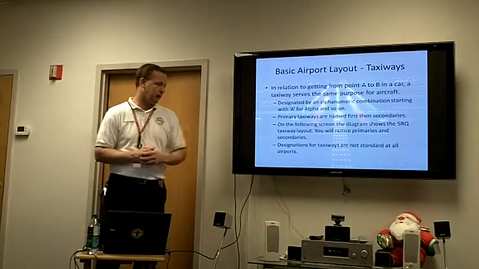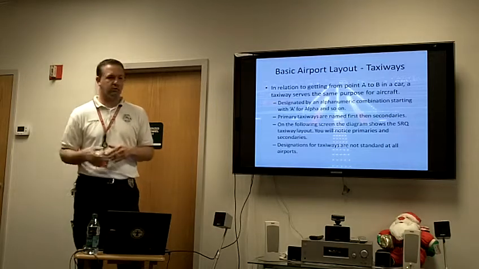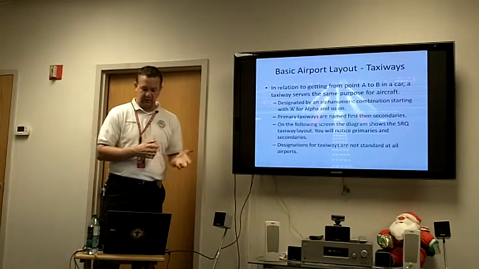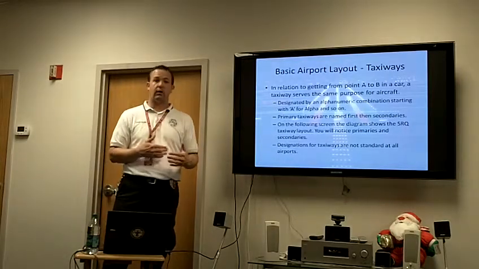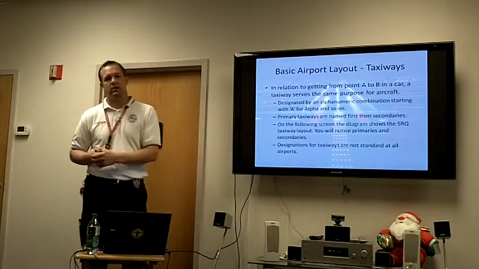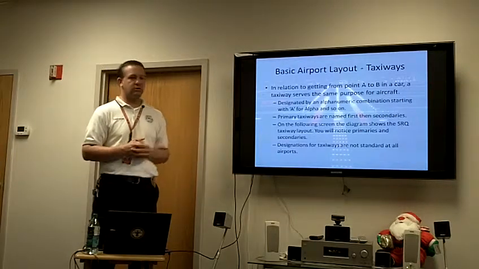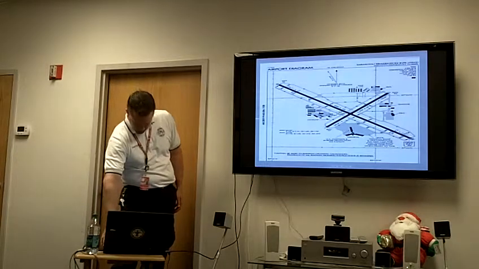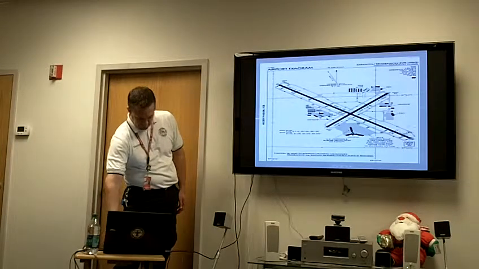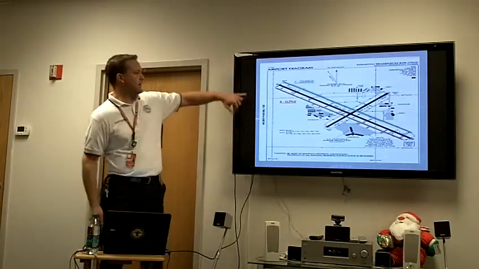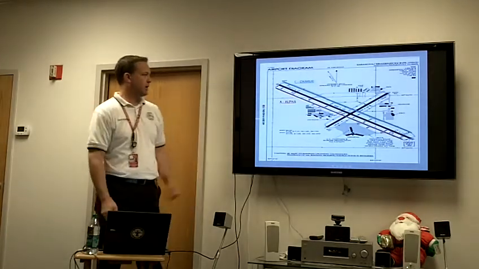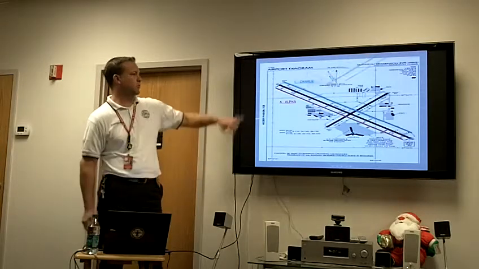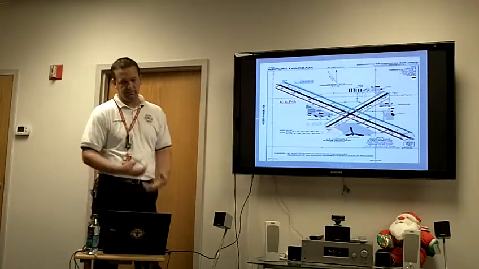The following screen will be a map. We'll show you the primary and secondary taxiways here at SRQ. Designations for taxiways are not standard at all airports. The local jurisdiction has the say for what designations taxiways obtain. Here at SRQ you can see the big runway 14/32, and you have taxiway Charlie and taxiway Alpha that parallel the large runway, the longer runway. And then the shorter runway has taxiway Bravo and Delta.